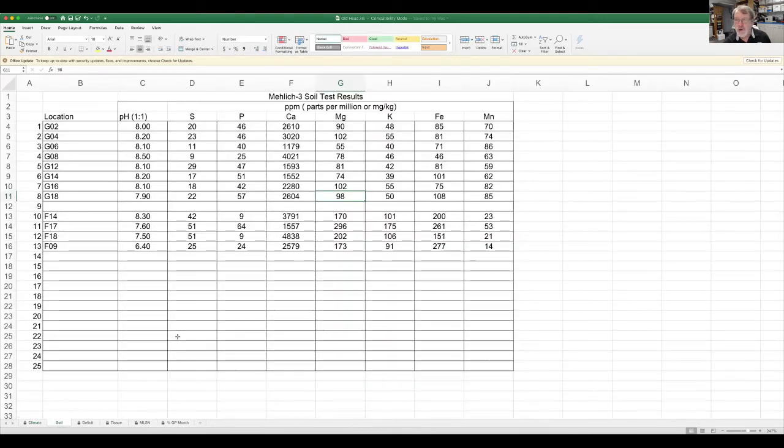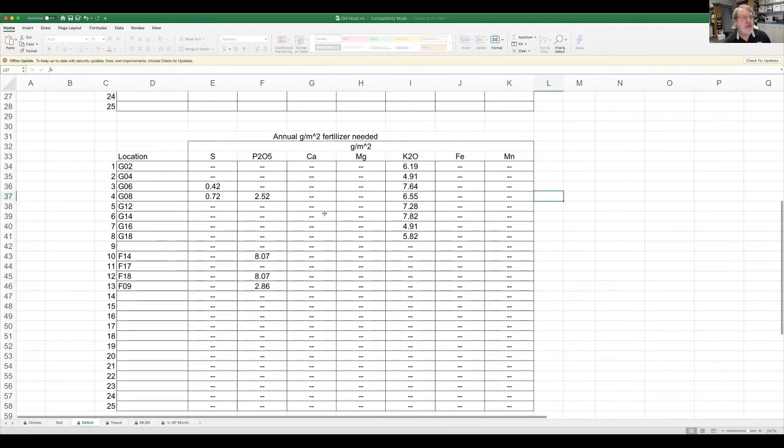Does that show for you? Yeah, that's up. Okay. So then you just punch in your soil test results in this sheet and you'll get a deficit. It'll tell you how much K2O and P2O5 you need to apply as fertilizer.